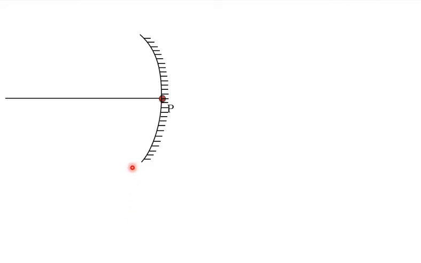So we will prove R is equal to 2f with the help of this diagram. As you can see, this is the pole, this is the focus, and this is the center of curvature. A parallel ray striking at M, after reflection passes through focus, because any ray which is parallel to the principal axis will always pass through focus.